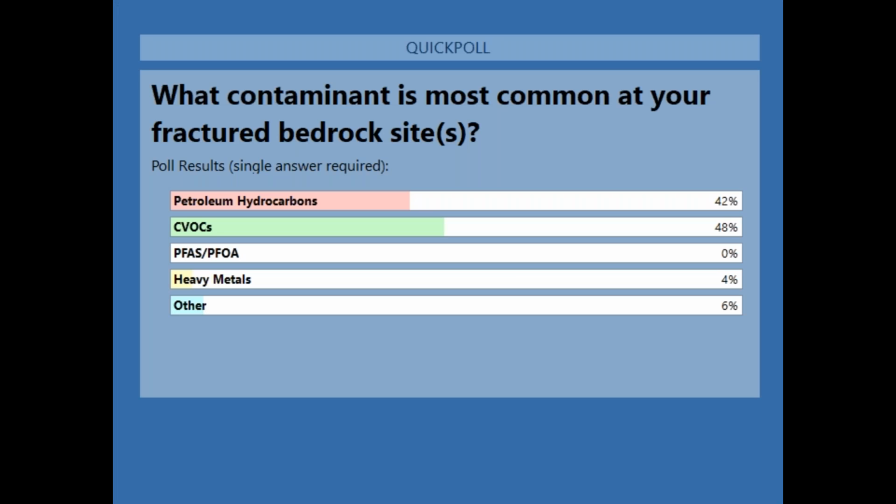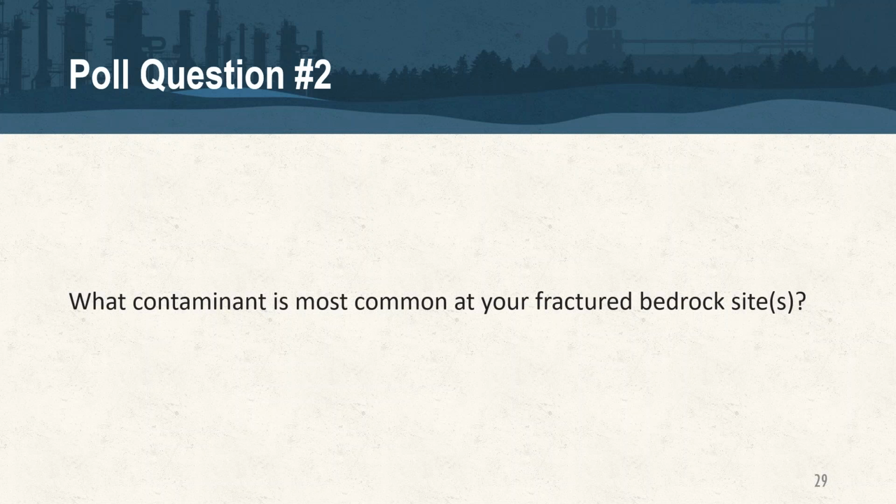All right, so we have the distribution here of the polling that went on. It looks like we've got a close to even split between petroleum hydrocarbons and CVOCs. Excellent. Thank you for answering that. The next slide is going to be a series of slides, a case study.